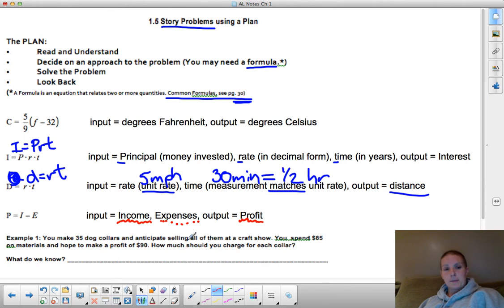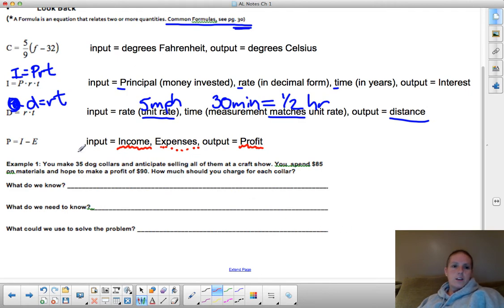There are a bunch of examples here. I'm not really going to talk through a ton of them. I might do a quick little thing filling them in because we did make it optional. I don't want this to be a long video. So let's scroll down here to example 1. You make 35 dog collars and anticipate selling all of them at a craft show. You spend $85 on materials and hope to make a profit of $90. How much should you charge for each collar?